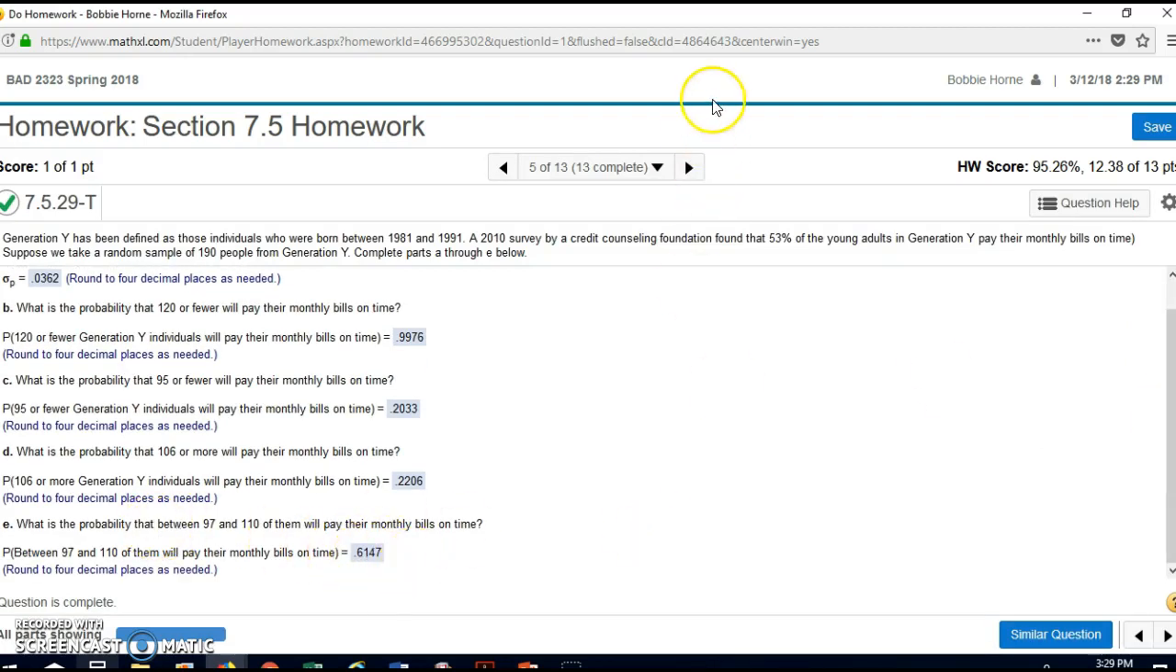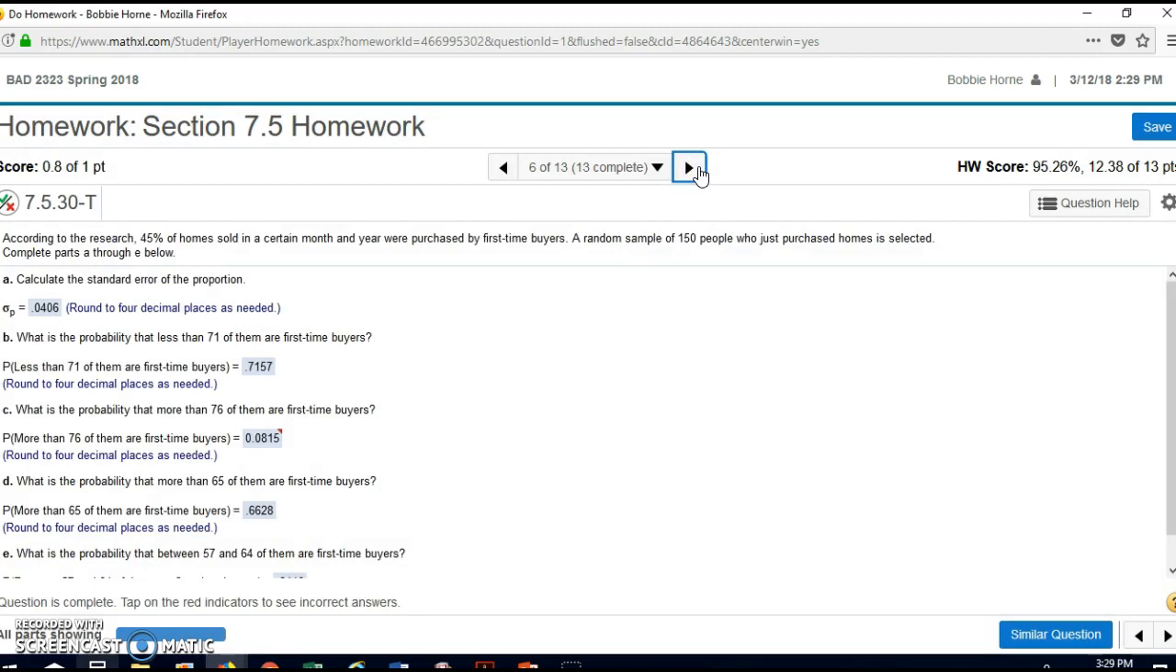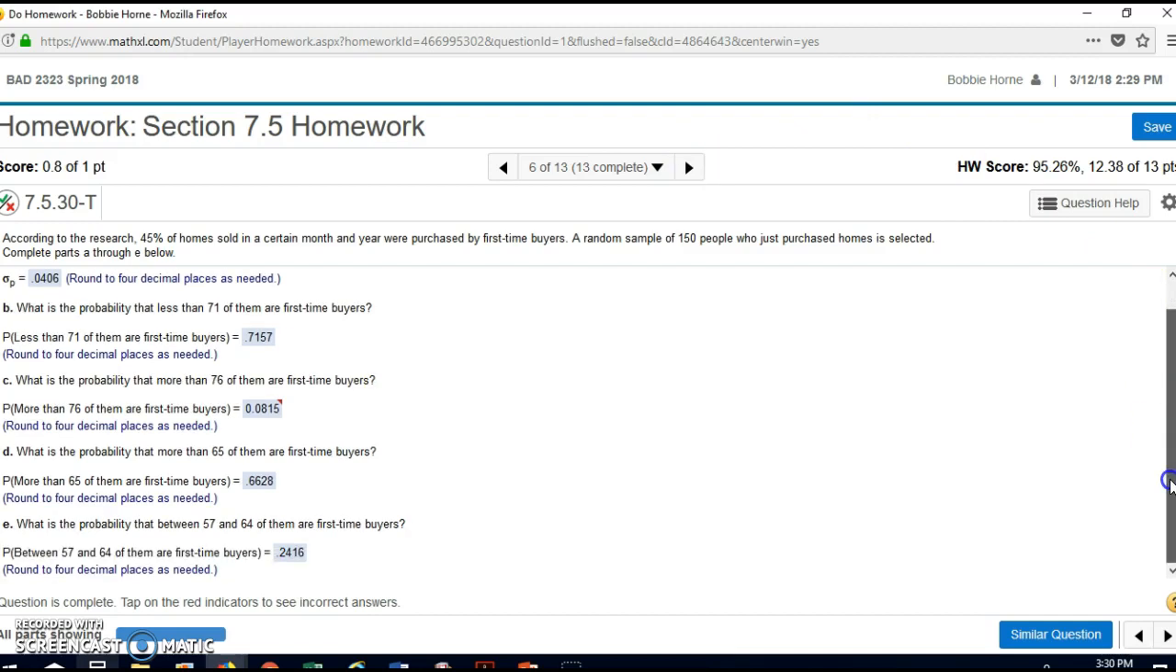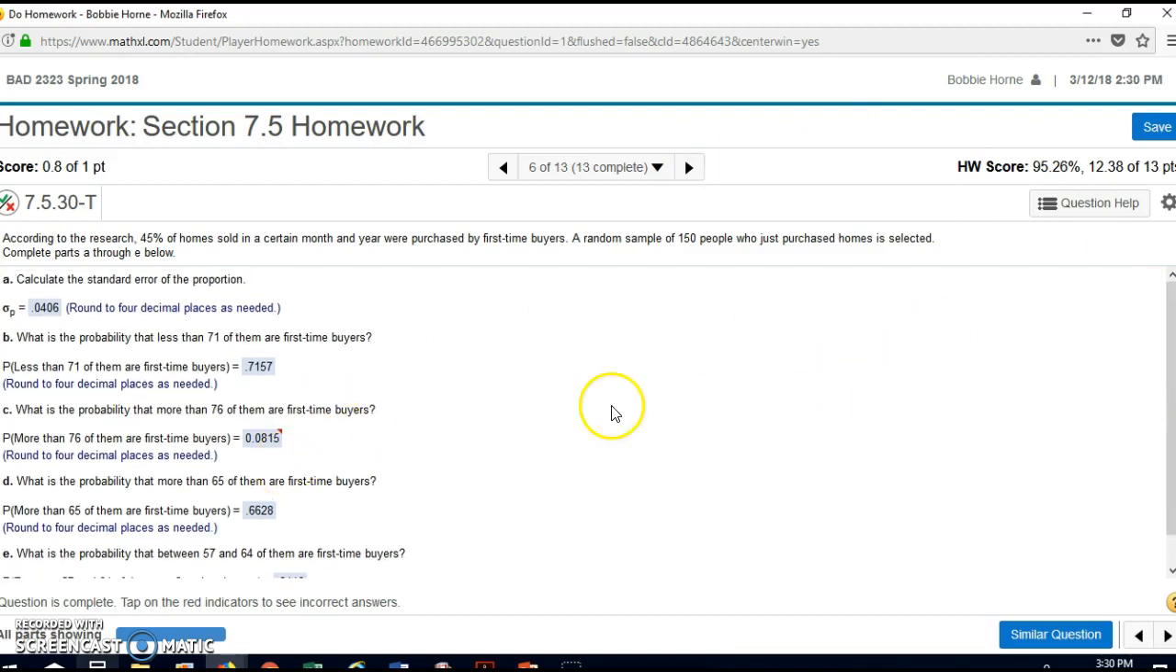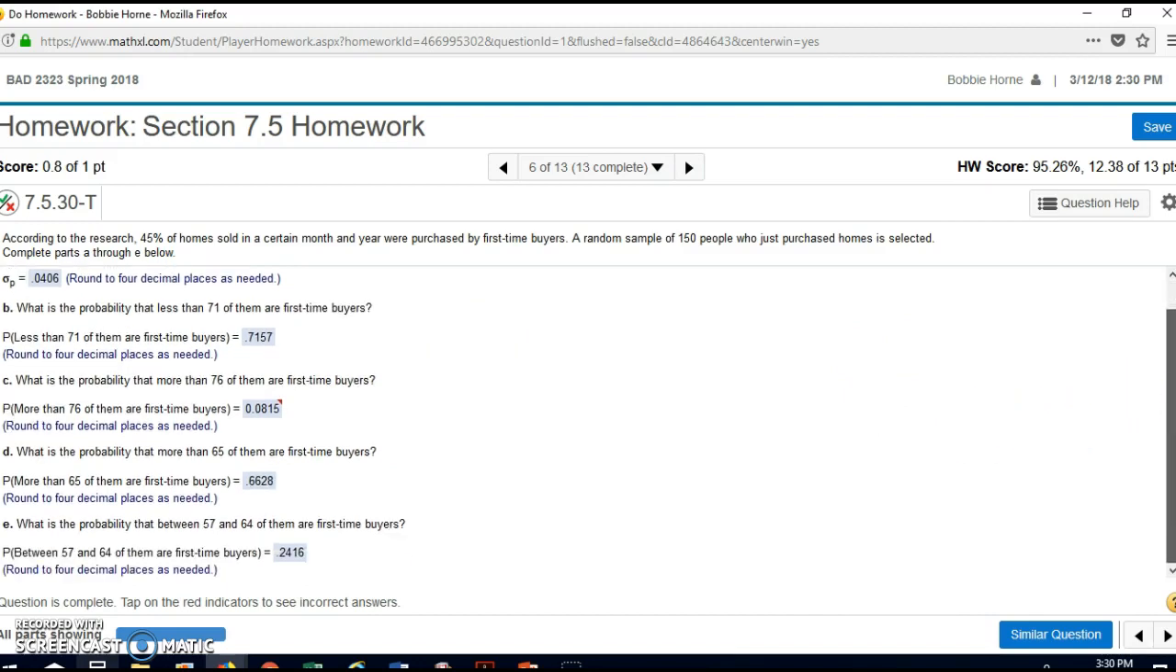0.6147. So that is the end of that question. So moving on to question 6, problem 6. You're going to find the standard error again of the proportion, and you're basically going to work the same, this is the same type of problem here. Here I just rounded wrong, so that's why I have red there. But this is worked the same way, so I'm going to skip that one.